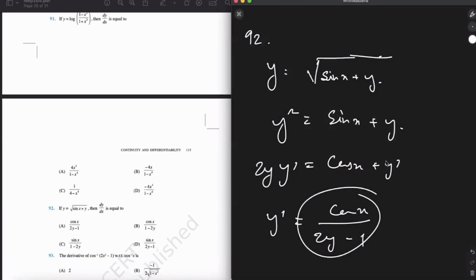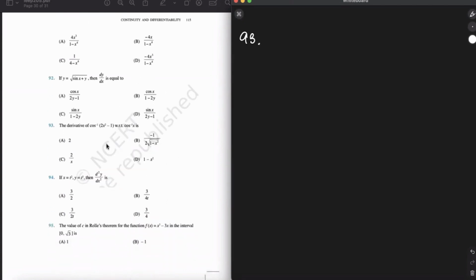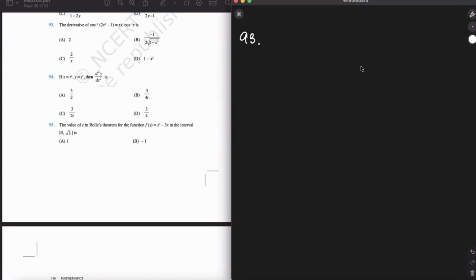Now question 93. The derivative of cos inverse of 2x square minus 1 with respect to cos inverse x is, I taught you how to do these kind of questions, okay? You can just take the reference from there. Like you take u equals cos inverse of 2x square minus 1. First I find du by dx, then I'll find v equals cos inverse x. I'll find dv by dx, and then I'll find du by dv simply by dividing both of them.